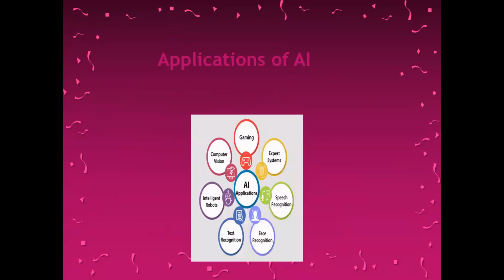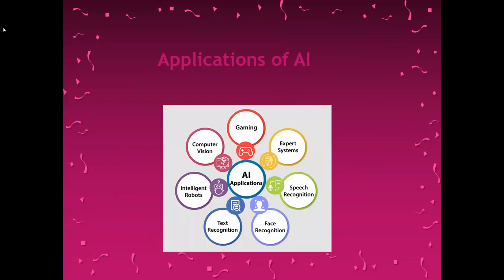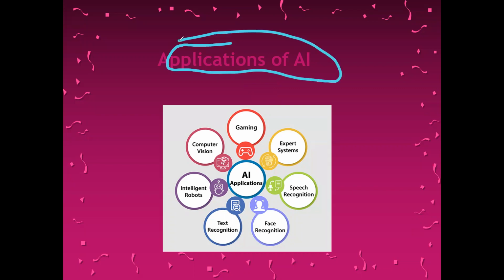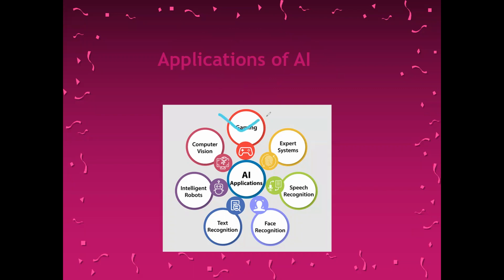So, applications of AI. Here are some of the applications of AI. Not every app, but yes, apps are an application of AI. Now, gaming is one type of application. Expert system, speech recognition, face recognition, text recognition, intelligent robot, and computer vision. Don't worry, for all these topics we are going to do a lot of activities with applications. In my upcoming videos, I'm going to show you all.